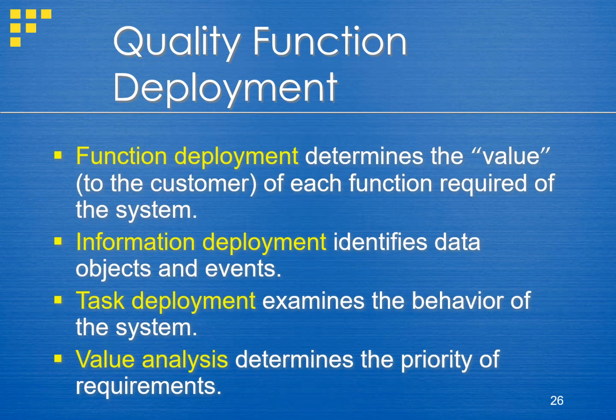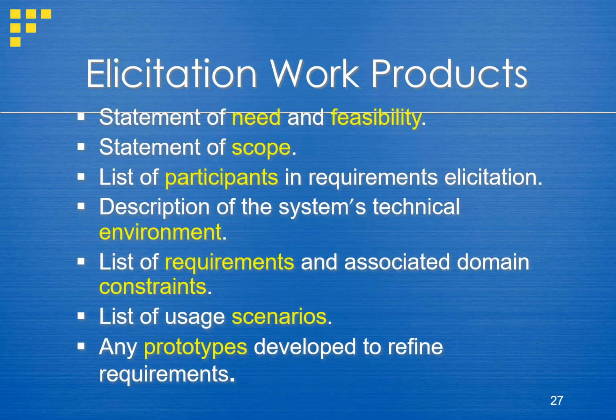Quality function deployment. Function deployment determines the value of each function required of the system. That means what kind of value or functionalities or services you are offering to your customer or end user. It should be of some quality. Information deployment identifies data, objects and events: what information you are deploying or offering through those functionalities. Task examines the behavior of the system, and value determines the priority of requirements.